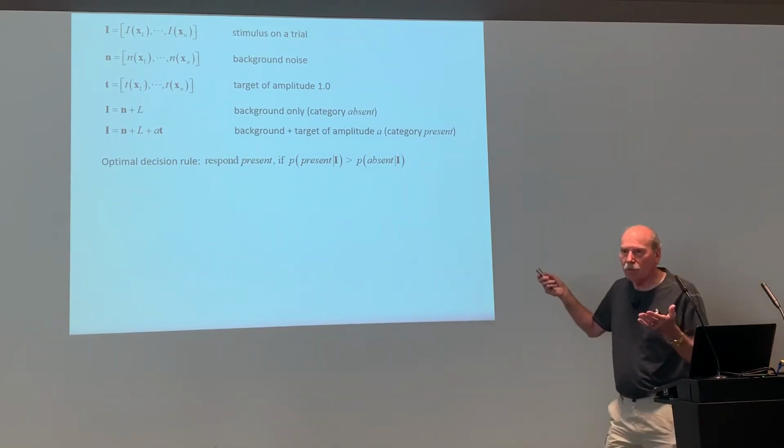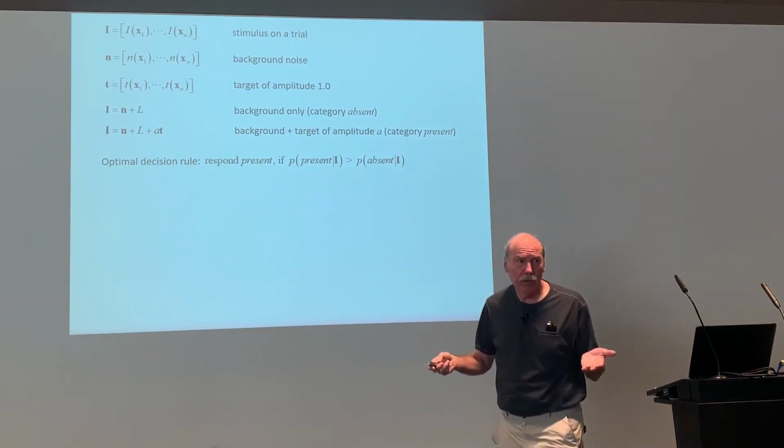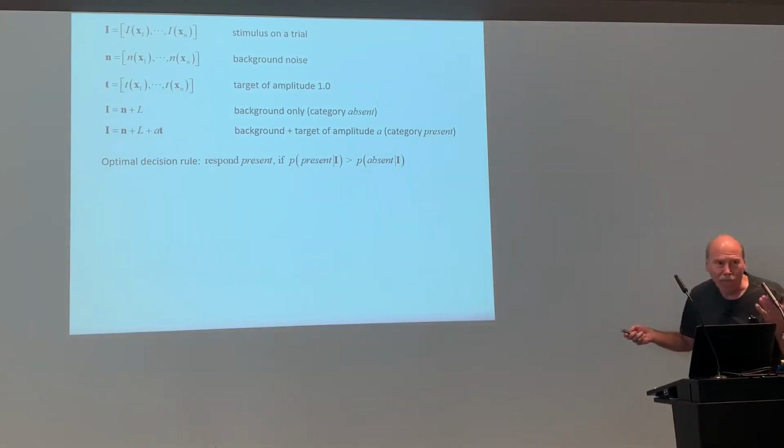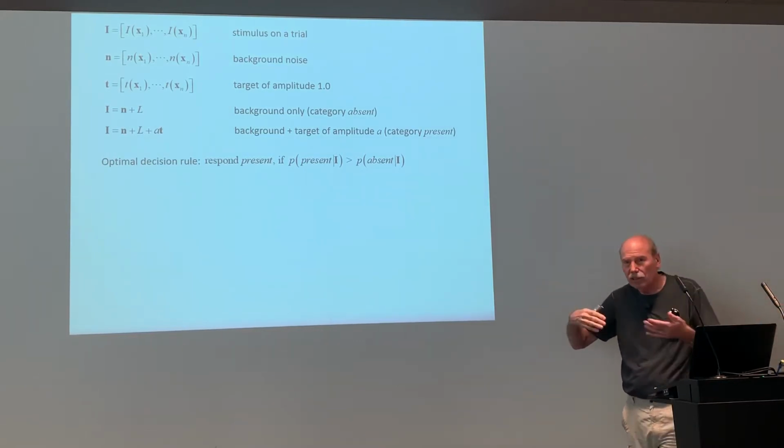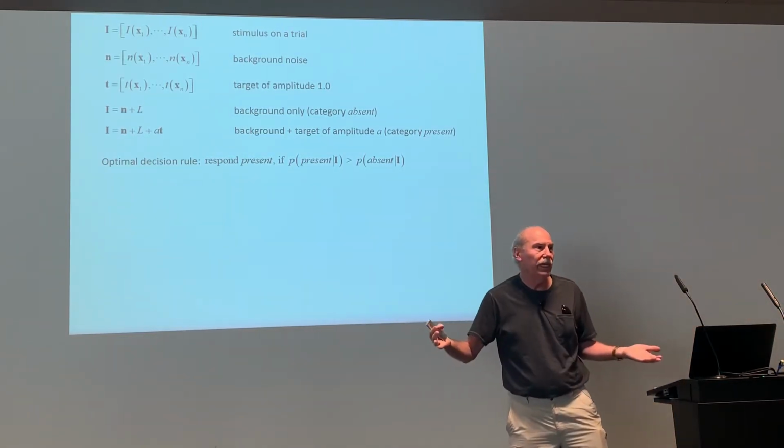So what's the optimal? If you want to maximize your accuracy, what do you do? Probably obvious. This is pretty trivial. What you want to do is, when I get an image on a trial, I want to compute the probability that the target's present given that image, and I want to compute the probability the target's absent given that image. And then if the probability that it's present is higher, I want to go with that. That's the best you can ever do in terms of being accurate.